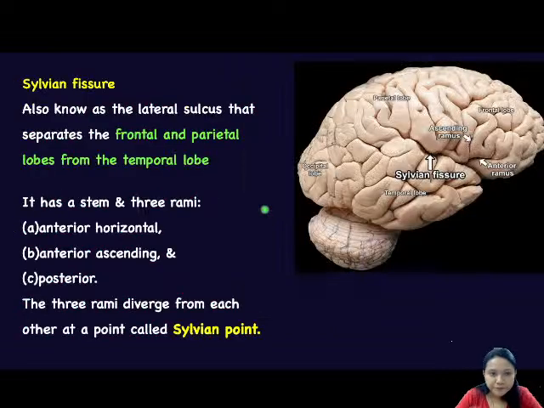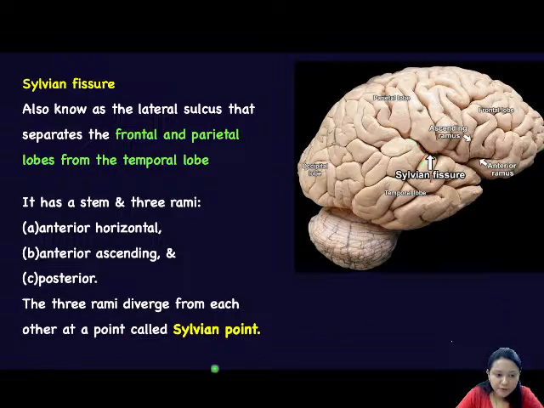All right. Now let us study a little bit about the Sylvian fissure and the Sylvian sulcus. The lateral sulcus of Sylvius, or the Sylvian fissure, is now known as the lateral sulcus. Now as shown here, this is the Sylvian fissure.